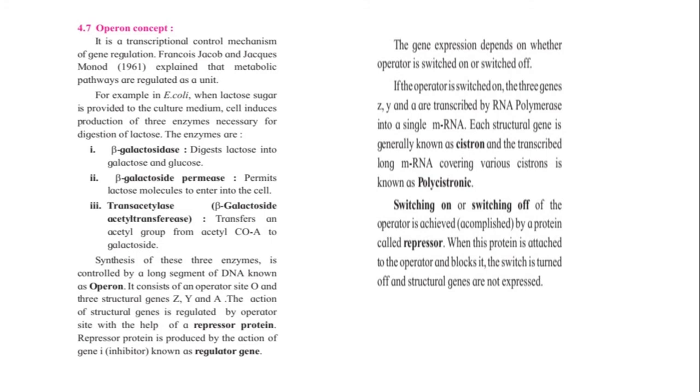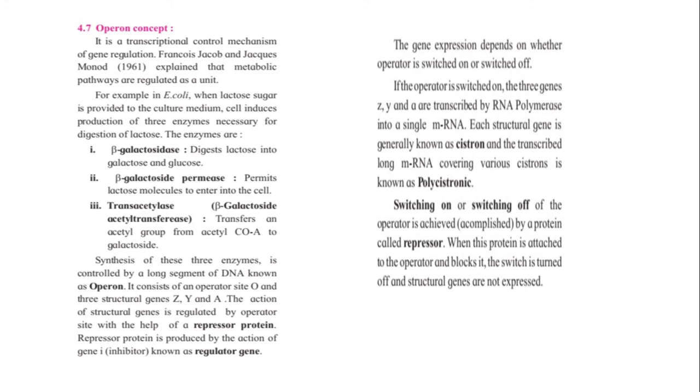It consists of an operator site O and three structural genes Z, Y, and A. The action of structural genes is regulated by the operator site with the help of a repressor protein. Repressor protein is produced by the action of a gene known as the regulator gene. The gene expressed depends on whether the operator is switched on or switched off.